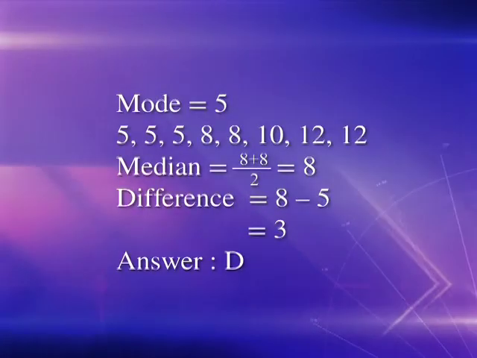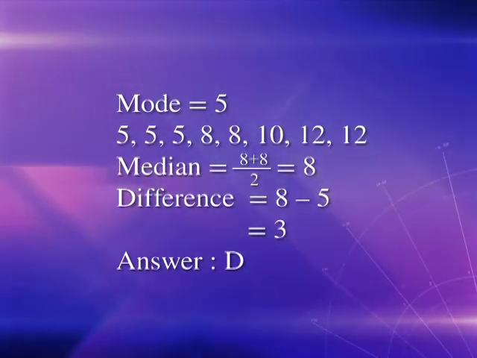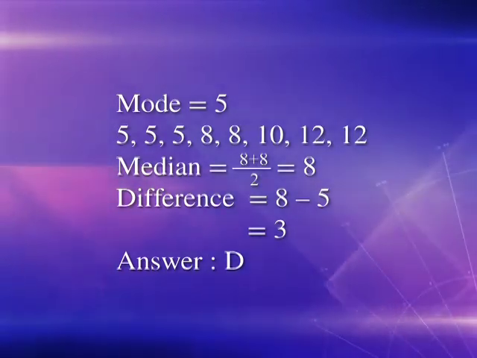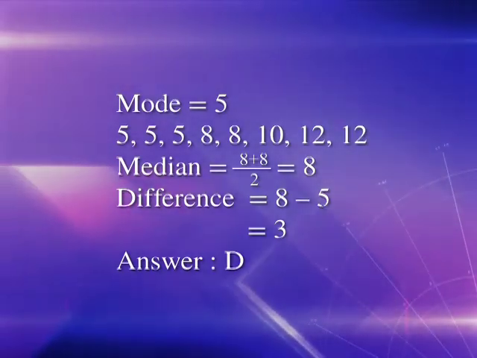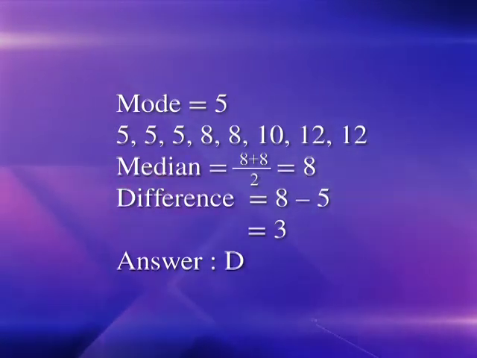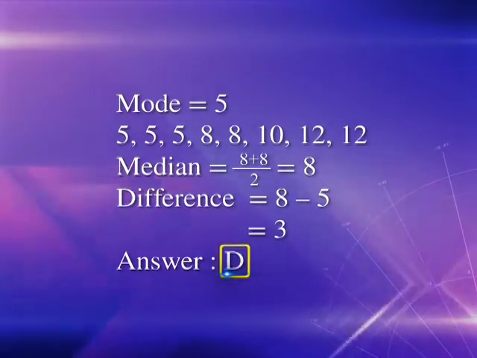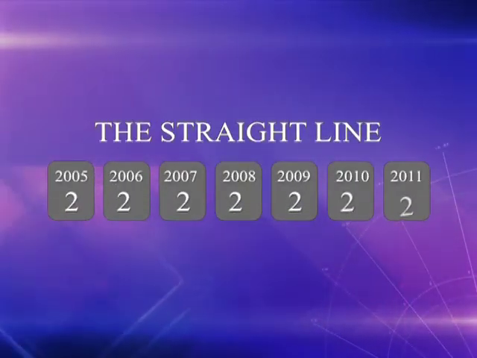Okay guys, here's how you get the answer. The mode equals 5 as it appears 3 times. To find the median, rearrange the data in ascending order. 2 numbers are in the middle, so the median is 8 plus 8 divided by 2, which is 8. The difference between the median 8 and the mode 5 is 3. The answer is D.